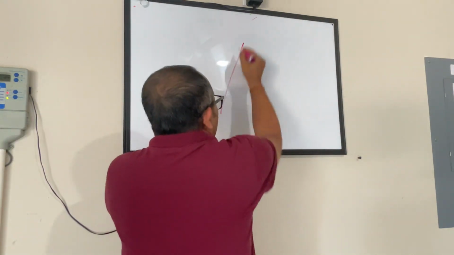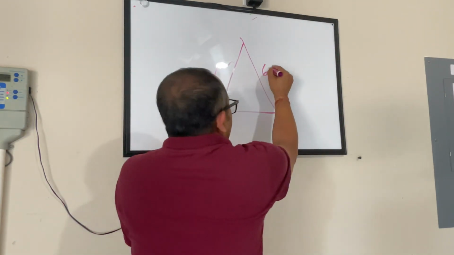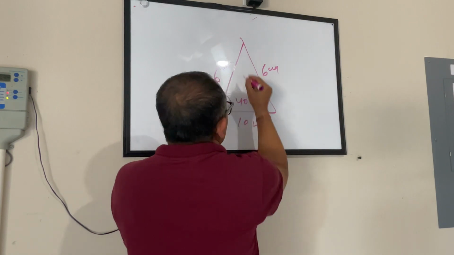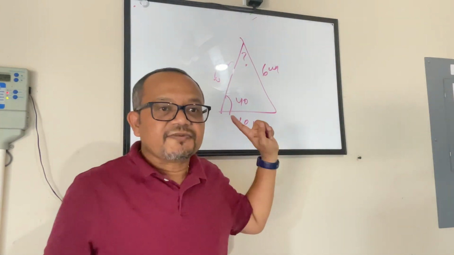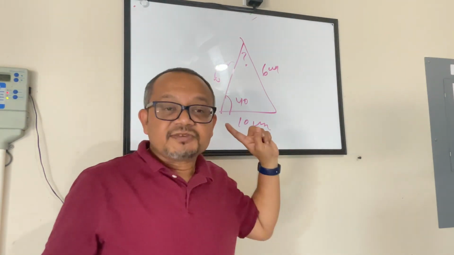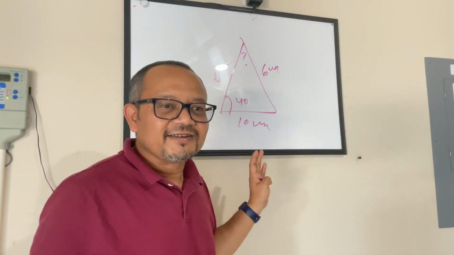So, when we were talking about this one, right? Trust me, this was not a difficult question. I said this is 6 centimeter, this is 10 centimeter, this is 40 degree, tell me what is the angle. Trust me, this was not a difficult question. I made it look difficult and you guys made it look more difficult by overthinking about it.